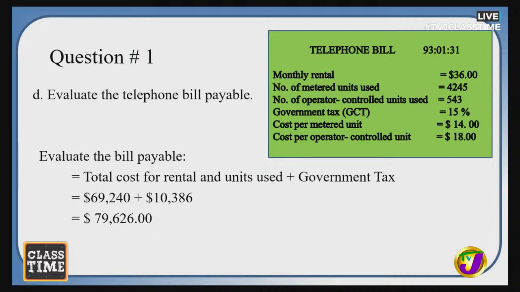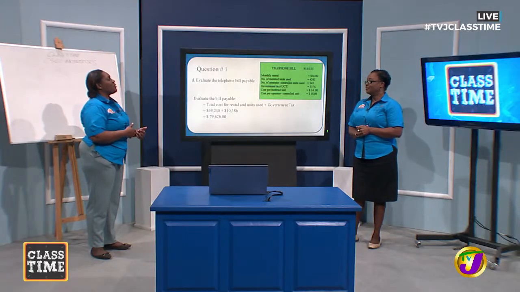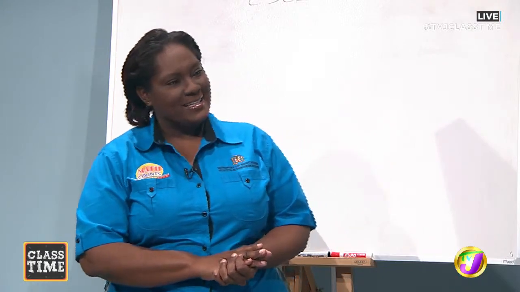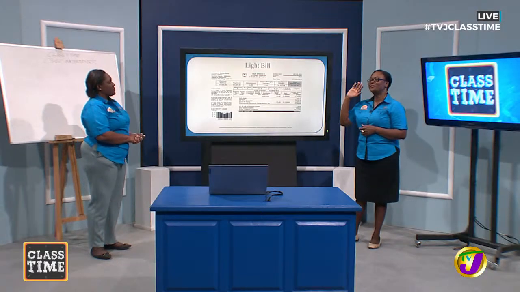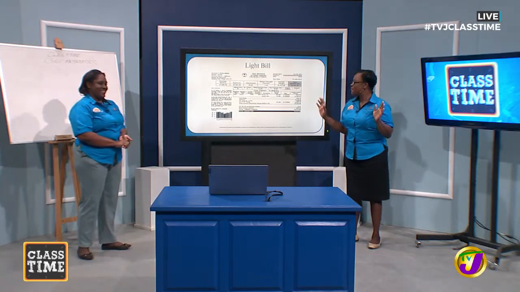$79,626. Now imagine if your net income, monthly income, is $109,333.33, and from that you are to take the $79,626. Wow. And we are going to be taking our light bill as well as our water bill from what is left. And so we have not paid all our bills.